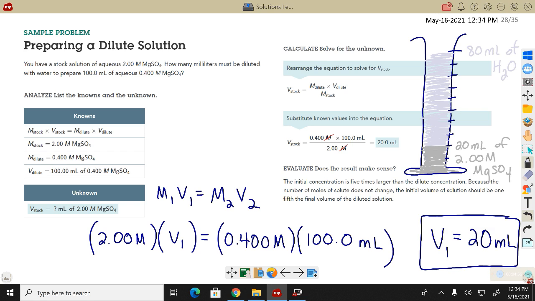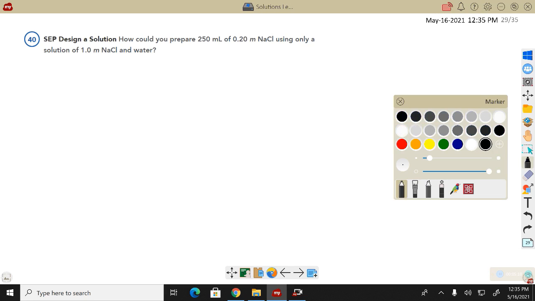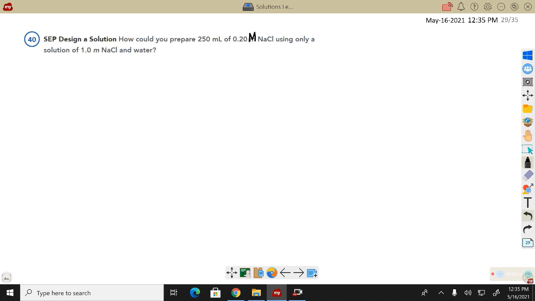Okay, so let's try one more. Let's see if we got this. Okay, so question 40. How could you prepare 250 milliliters of a 2 molar sodium chloride solution using only a solution of 1 molar sodium chloride? So first, I don't know why this is a lowercase m. I'm going to make them a big M. Molarity should be a capital M. All right, well, let's do the calculation. Let's see what we got.